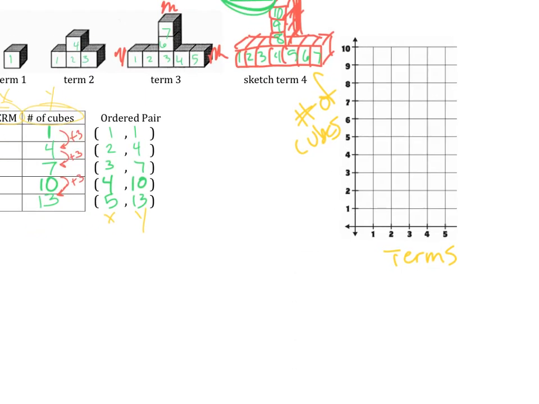All right, so our first term had 1 cube. So I'm going to plot the coordinate point 1, 1. So graph that one. Next, I'm going to do 2, 4. Put a 2, 4 there. And then 3, 7. And then 4, 10. And then 5, 13. Notice this one's off the graph.